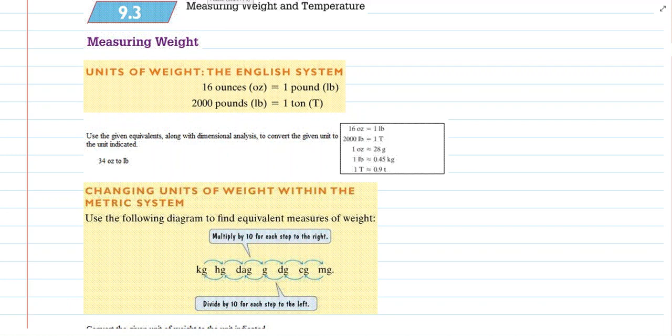Now we're at section 9.3, the last one for chapter 9 that we'll cover. And it is measuring weight and temperature.